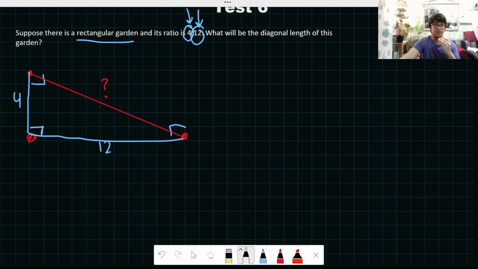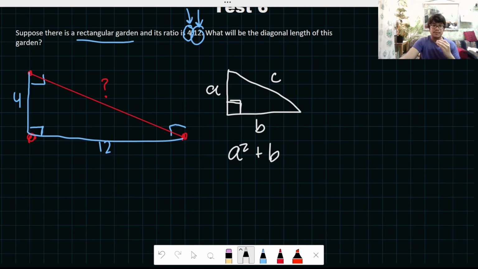Remember that in the Pythagorean theorem, if we have a given right triangle like this, for example, and there is a right angle here. So let's just say the side on the top is A, the side on the base is B, and the longest side, which is the hypotenuse, is C. So if we apply the Pythagorean theorem, we will have A squared plus B squared is equal to C squared. That means the sum of the squares of the two legs of the right triangle is equal to the square of its hypotenuse. All right? So we can use this to find the diagonal line.